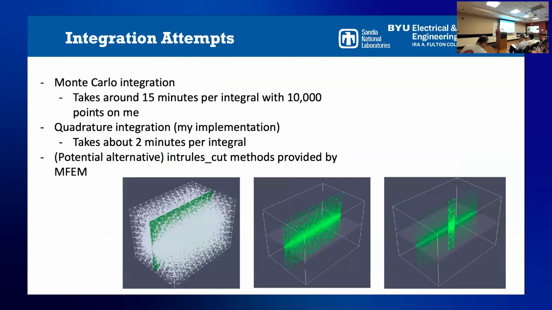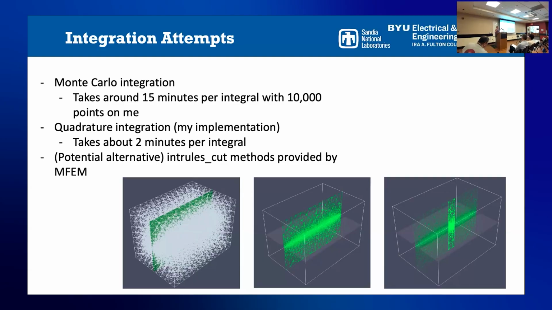Actually doing those integrals was, at least for me, fairly difficult to do in MFEM, largely because I'm new to it. First, I tried a Monte Carlo integration technique, where I just sprayed random points along the plane I wanted to integrate, got the parameters I needed, and added them up. That took forever, at least computationally, because for each point I had to iterate through every element to find which one it was in before I could get those values.